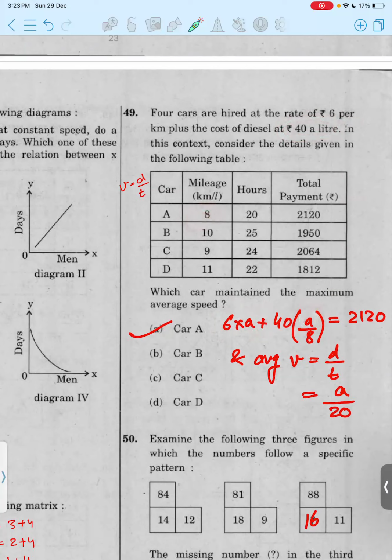So here we will be able to get the total, or we can say the liters of petrol that would be used. This should be equal to 2120, and all these figures are given for 4 different cars. So we'll get the value of A if you calculate, and then we'll calculate the average speed which is being asked in the question. For each of the four, you'll have to calculate the average speed, and you will be able to get the right answer. Here, car A has the maximum average speed, which would be somewhere more than 9.